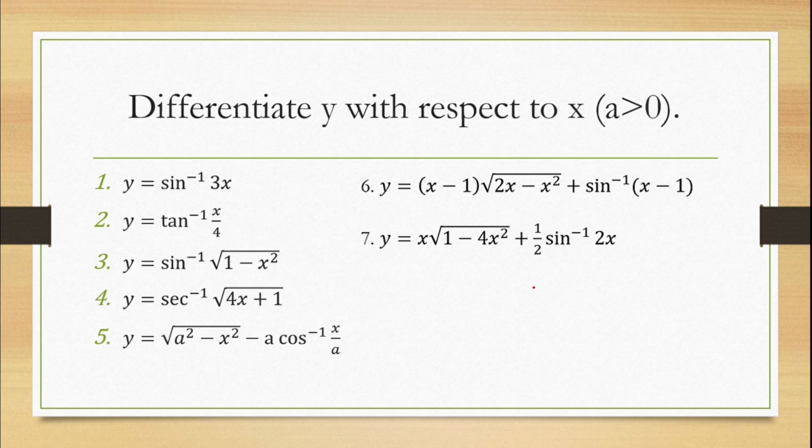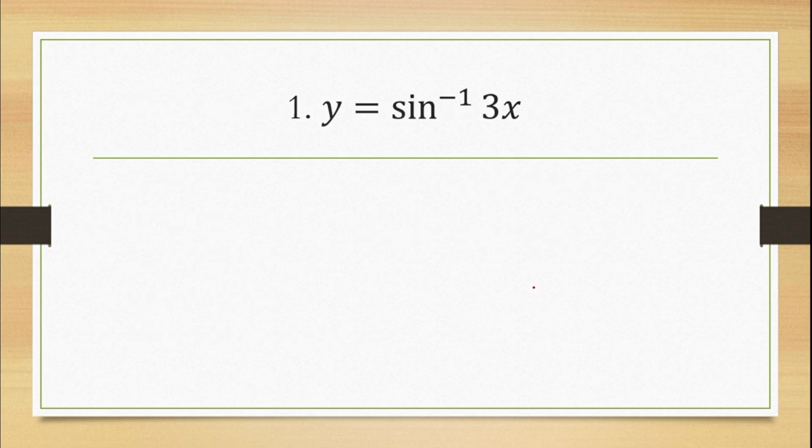So we have here number 1, y is equal to inverse sine of 3x. Oh no, inverse sine of 3x rather. So that's not negative 1, that is the symbol for inverse. Inverse sine of 3x. So these are the problems 1 to 7. So we have here y is equal to inverse sine of 3x or arc sine 3x.